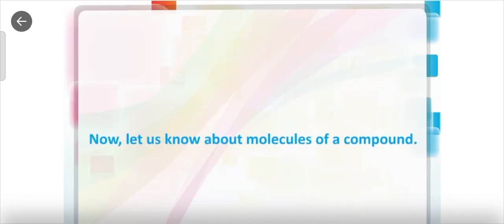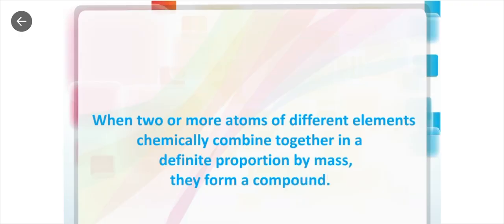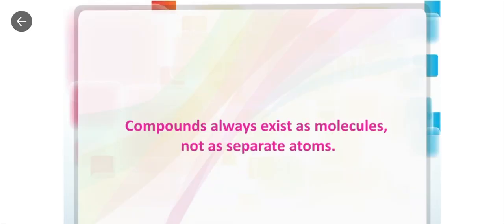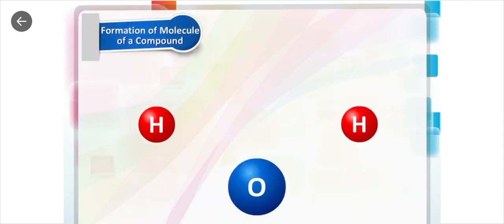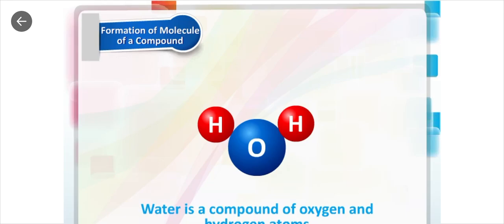Now, let's know about molecules of a compound. Do you know how a compound is formed? When two or more atoms of different elements chemically combine together in a definite proportion by mass, they form a compound. This means that compounds always exist as molecules, not as separate atoms. For example, hydrogen and oxygen are different elements. When they react together, they form water, and water is a compound.